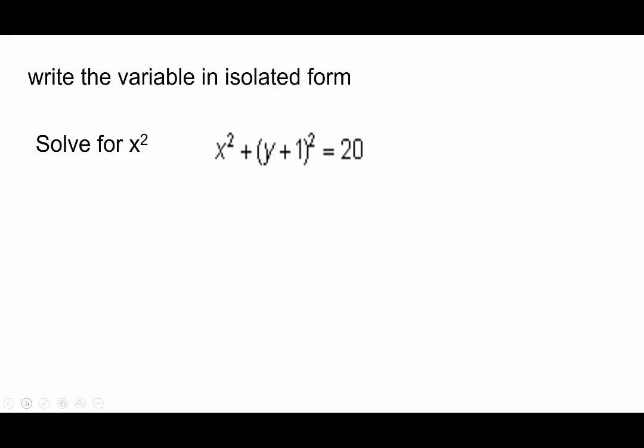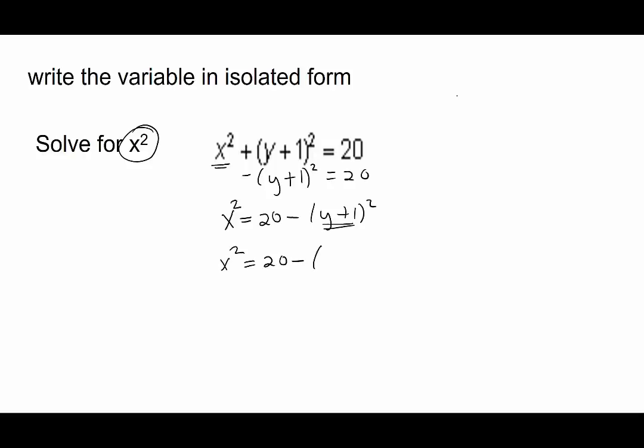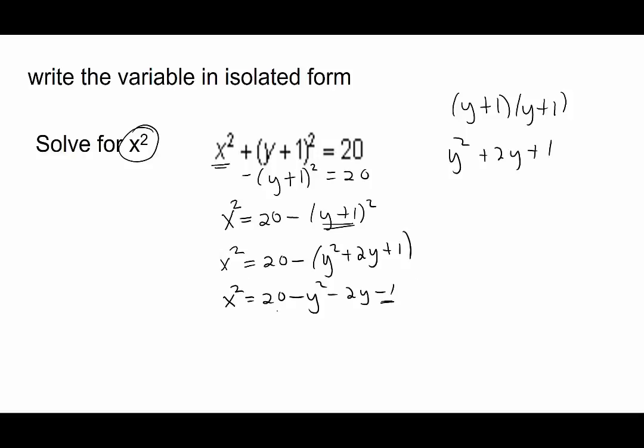Write the variable in isolated form. Sometimes we're solving for x, but this time we are solving for x squared. So we are isolating the x squared. So we subtract this little BFF couple. Okay, what do we get to do next? FOIL. So we're going to take y plus 1 times y plus 1, and we're going to get y squared plus 2y plus 1. Distribute the negative and combine like terms.